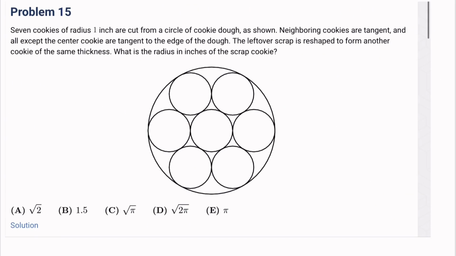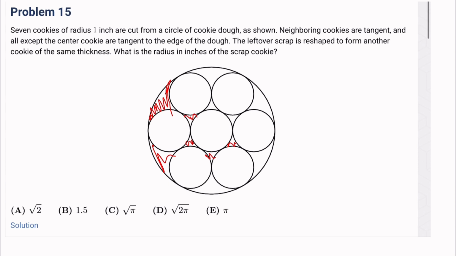7 cookies of radius 1 inch are cut from a circle of cookie dough as shown. Neighboring cookies are tangent, and all except the center cookie are tangent to the edge of the dough. The leftover scrap is reshaped to form another cookie of the same thickness. What is the radius in inches of the scrap cookie? Okay, so what we want is the area of these in-between areas, right?